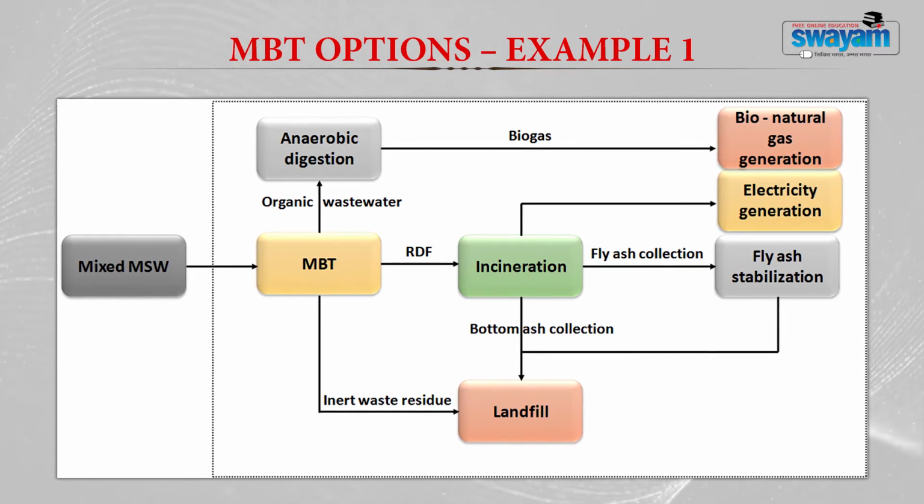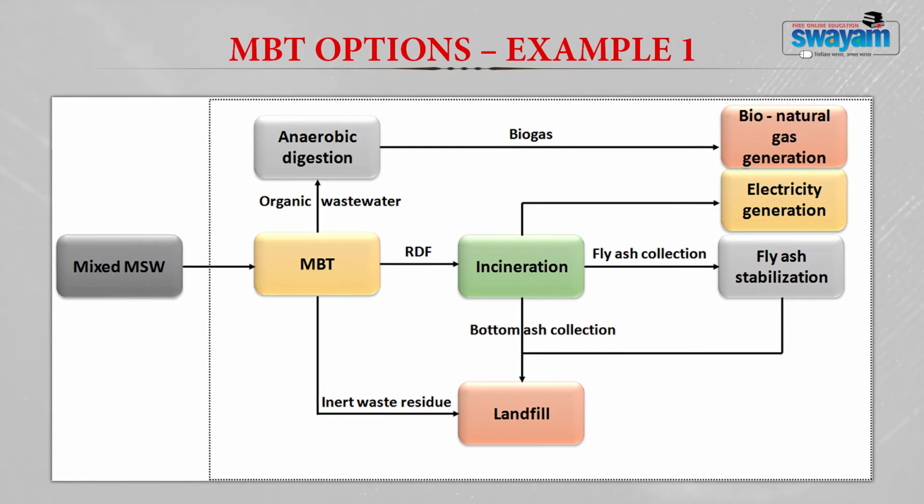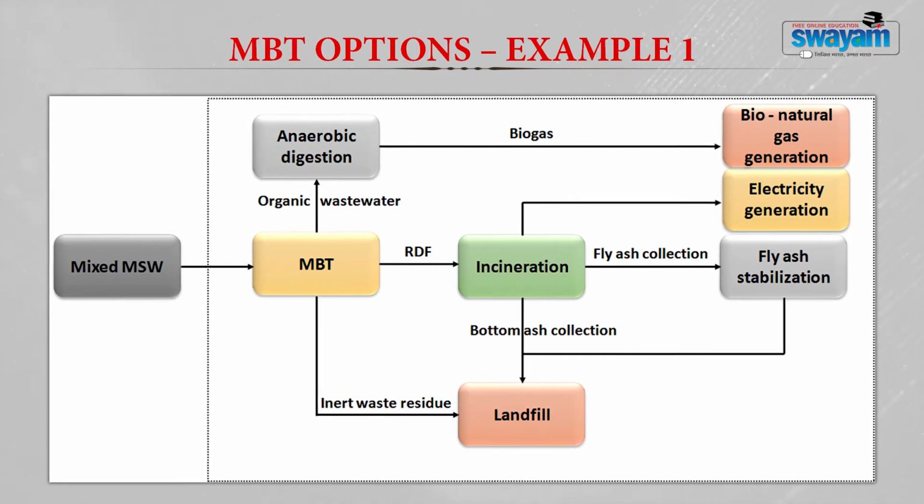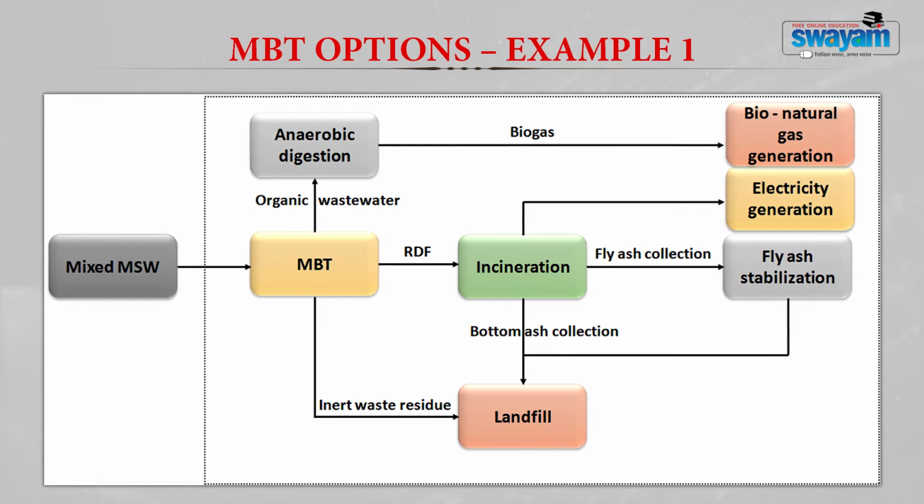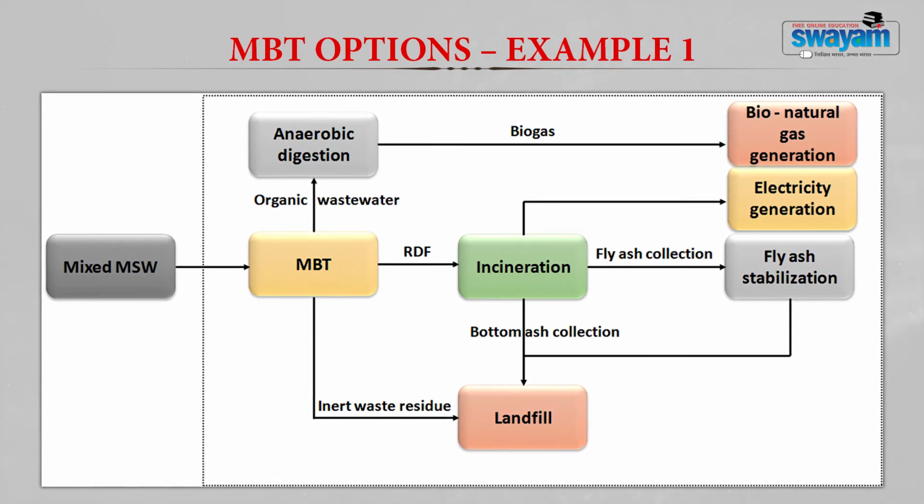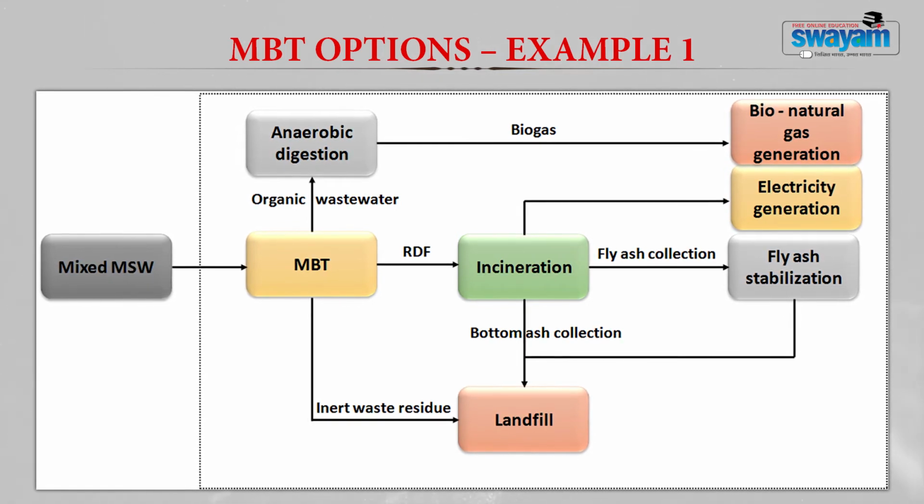Bottom ash is brought as such, and the fly ash is collected, stabilized and then brought to the landfill. So, during the MBT process, the inert waste that is left out is again brought to the landfills. Here mechanical sorting is done and then it is subjected to the biological treatment.